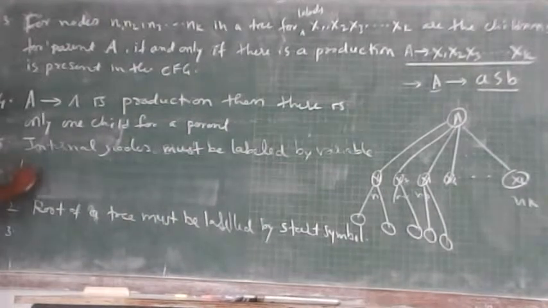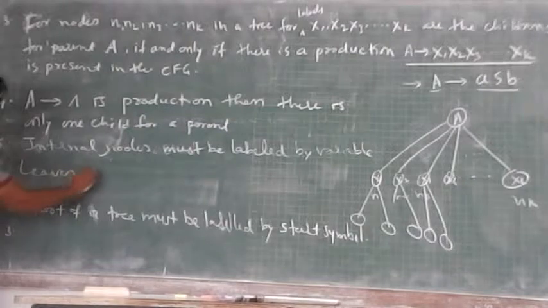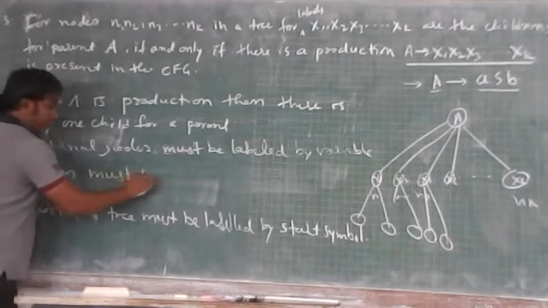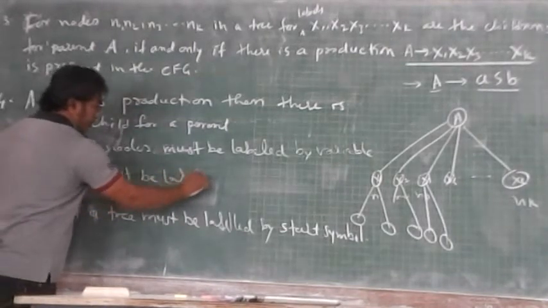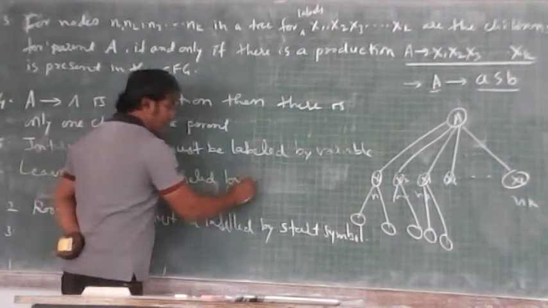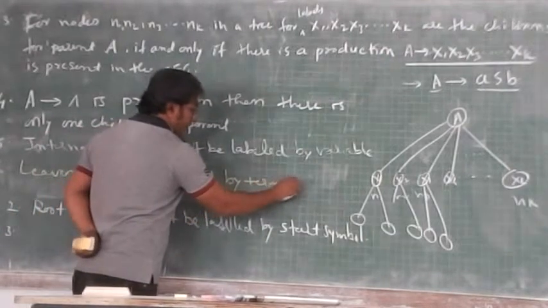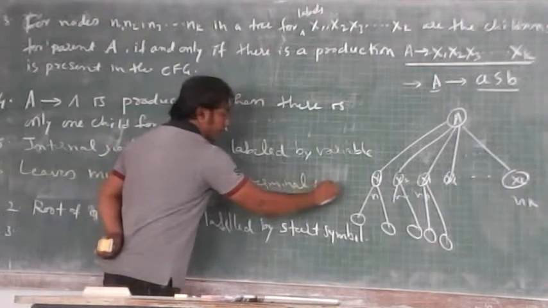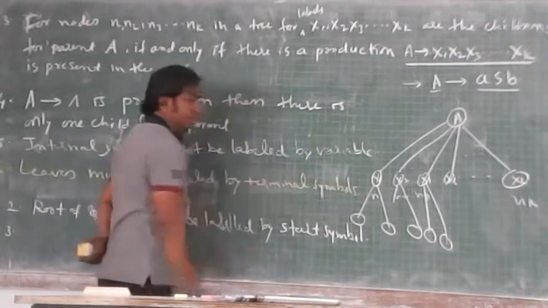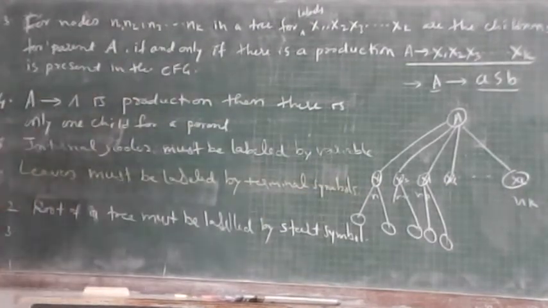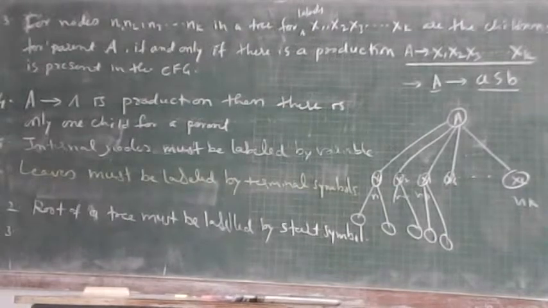Sixth is leaves must be labeled by terminal symbols. These are the six conditions. The tree which satisfies the six conditions, such a tree we can term as a derivation tree.